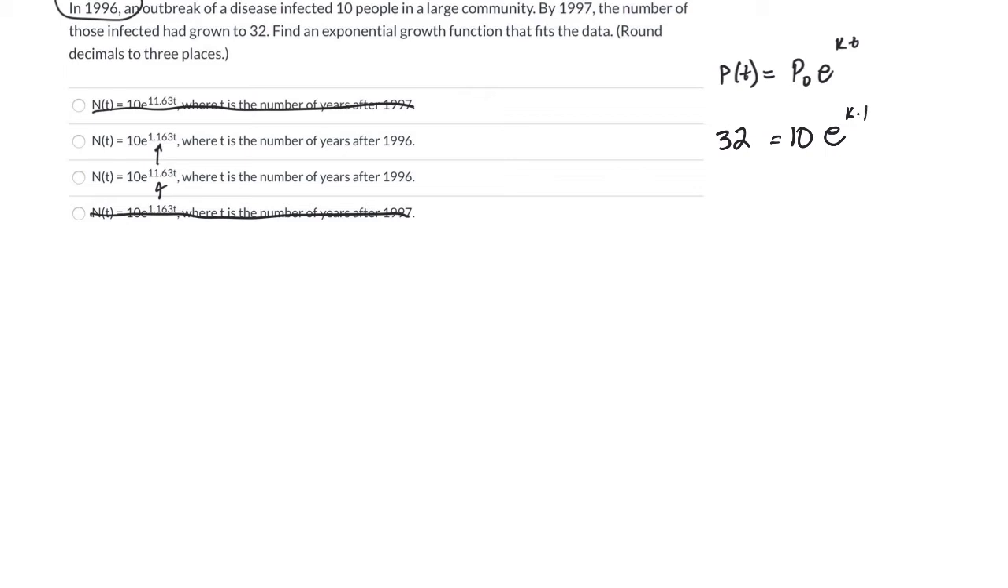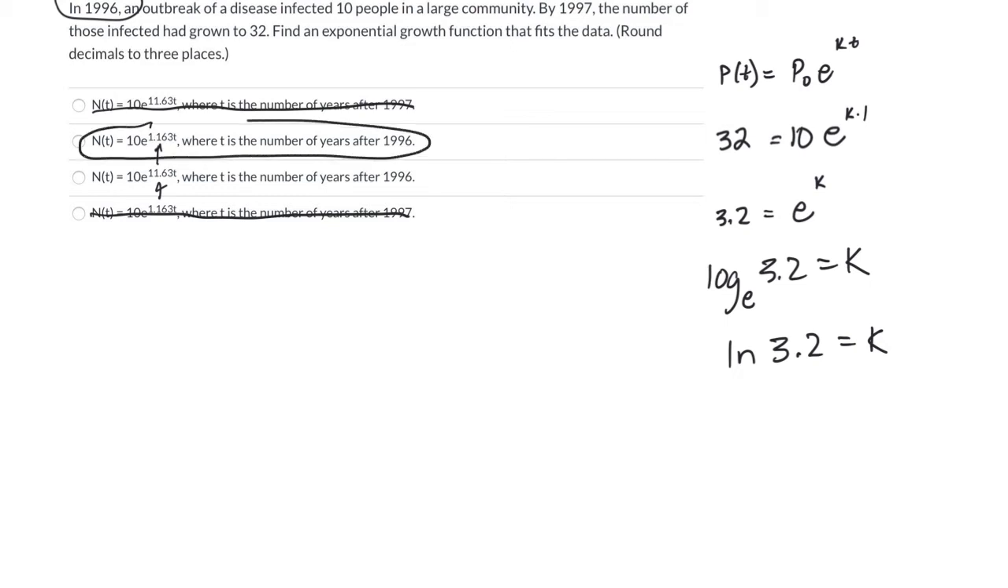Okay, divide both sides by 10, so we'll get 3.2 is equal to e to the k times 1, or just k. Change to log form. Log base e of 3.2 is equal to k, and then just figure out what the ln of 3.2 is. And whatever it comes out to, I should be able to figure that out. It's 1 point something. So it should be that answer right there.